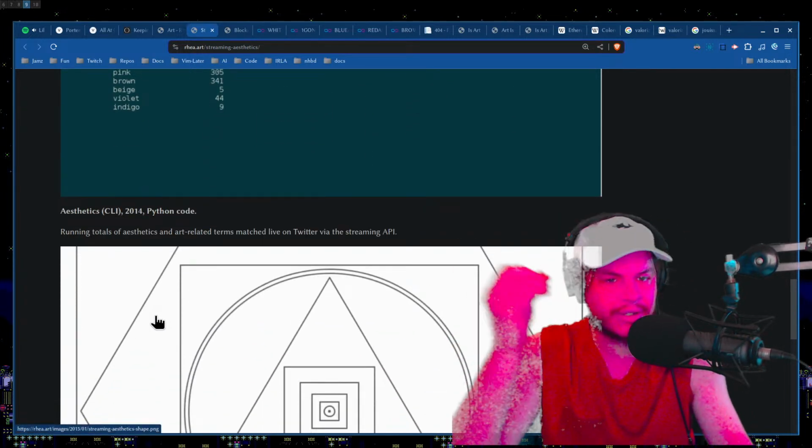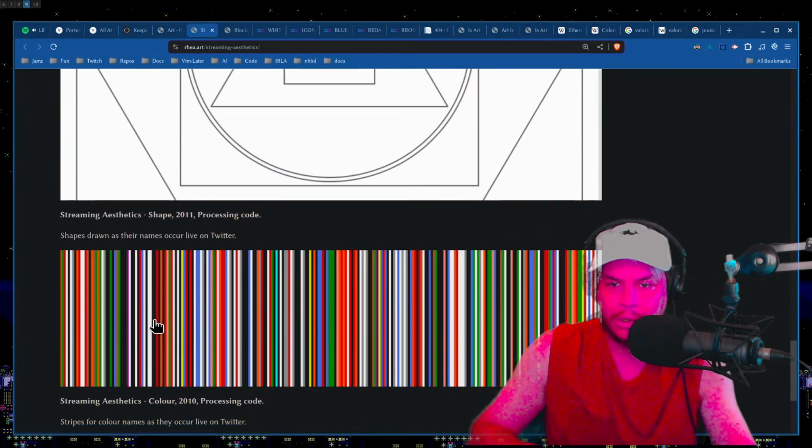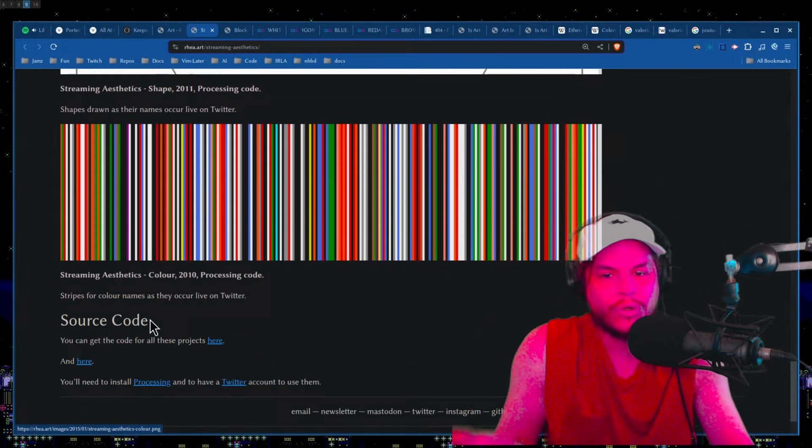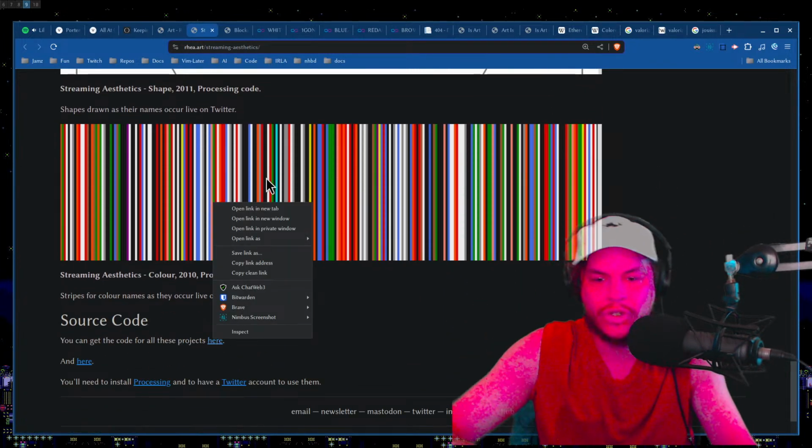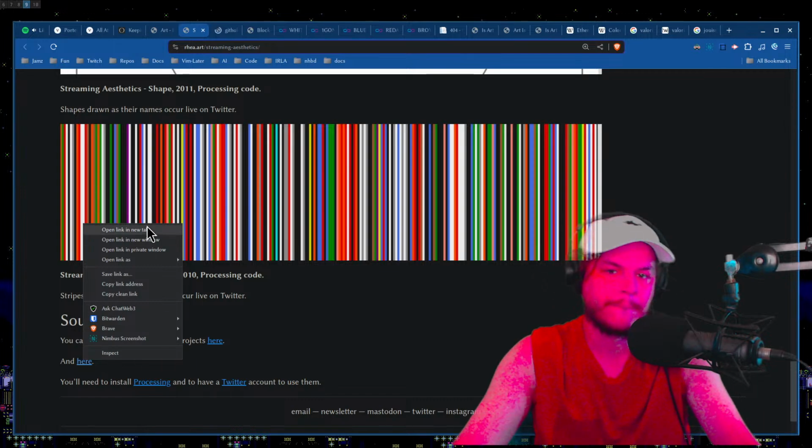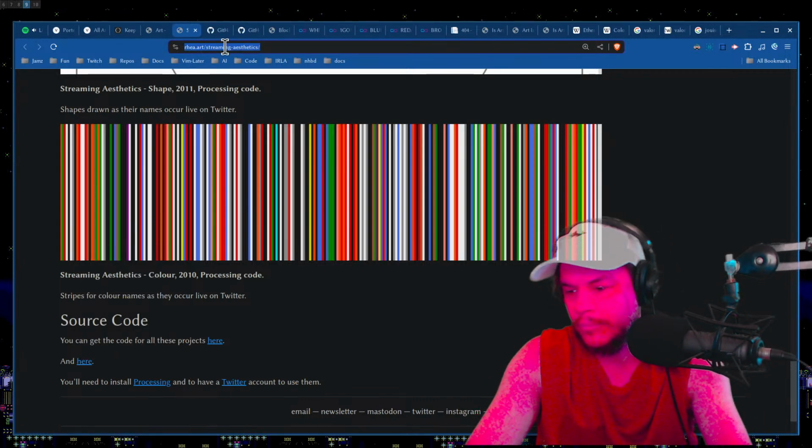Running totals of aesthetics and art-related terms matched live on Twitter. Shapes drawn as their names occur live on Twitter. Get the source code here. We need some processing. Love this.